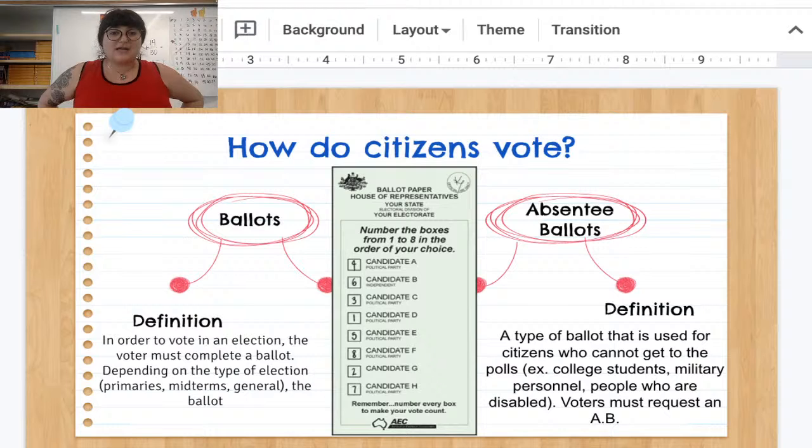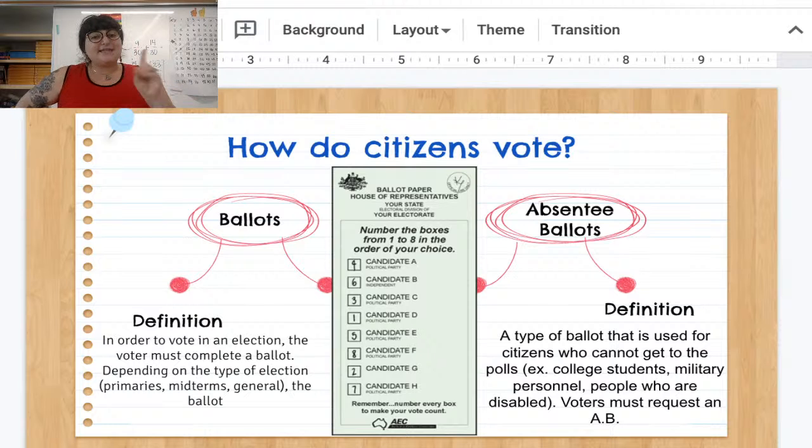Now, our election this year is a general election. There's also primaries and midterms. Those are different types of elections. But really right now we're focusing on the general election. And the general election, as many of you know, happens once every 4 years. Okay? A general election happens once every 4 years.